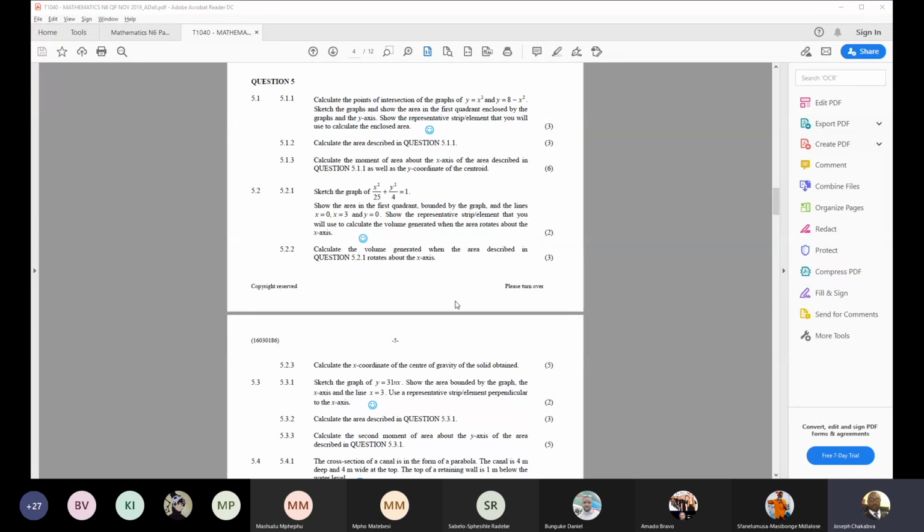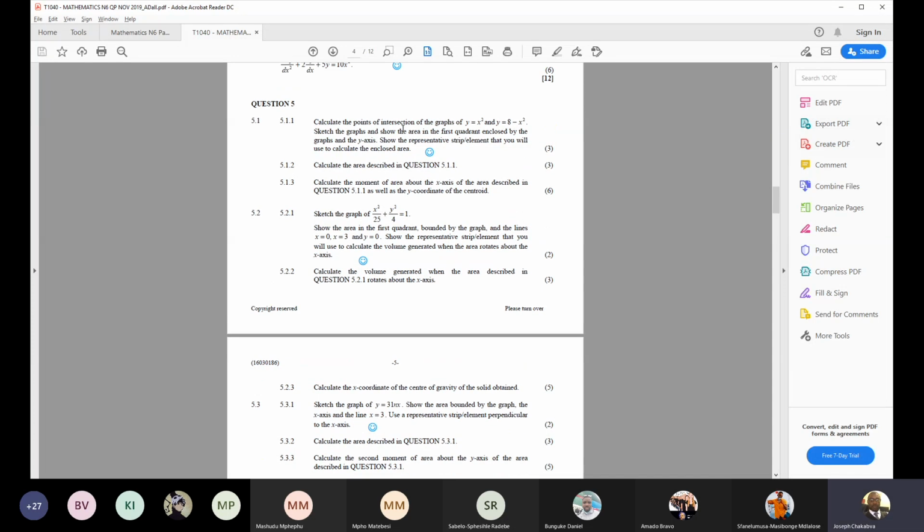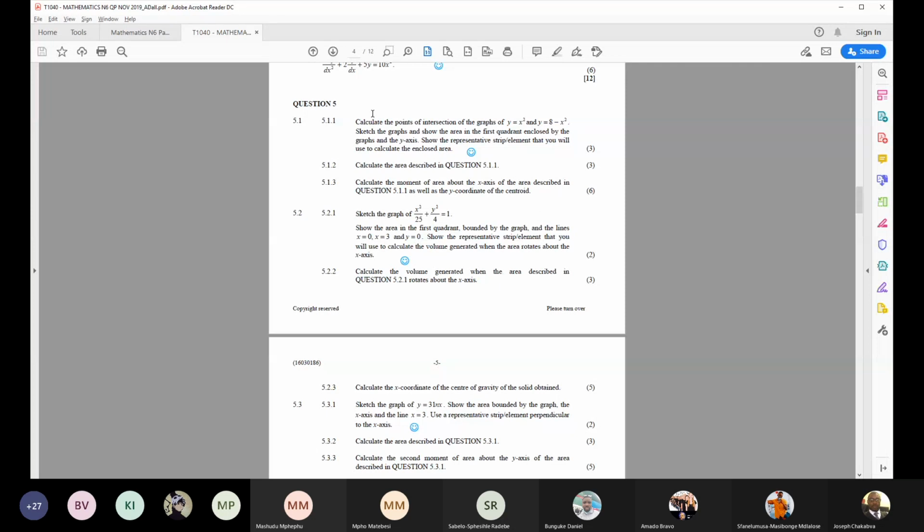Now, if you look at this paper, you see, question 5 got 40 marks. The section we're doing is module 5, so 40 marks. And it comes with 4 questions. One of the questions is the section on depth of center of pressure.